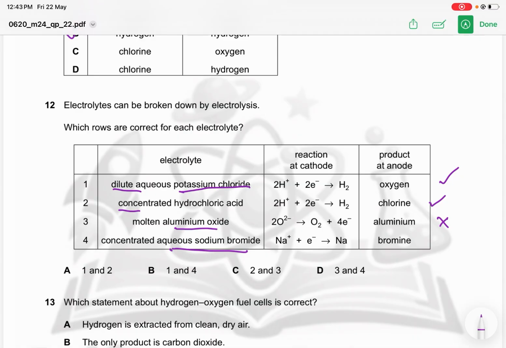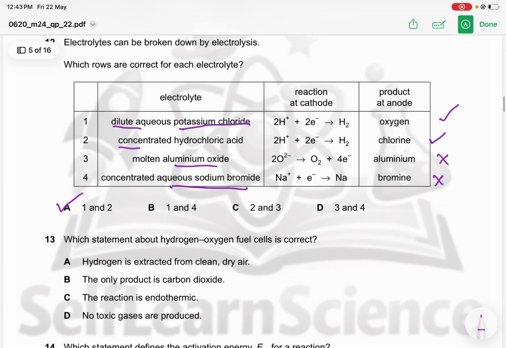For the fourth one, we have aqueous sodium bromide, where at the cathode they have given sodium. Sodium will only form the product when it is in a molten state, never in a concentrated or dilute aqueous solution. Hence, this is also not possible. So 1 and 2 is the correct option.